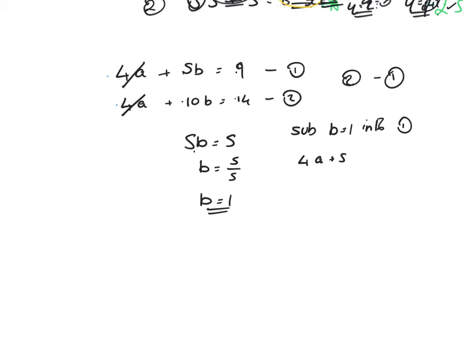4a plus 5 lots of 1 equals 9. 4a plus 5 equals 9. 5 off both sides. 4a equals 4. Bring the 4 down, divide. a equals 4 over 4, and a equals 1. So b equals 1, a equals 1.